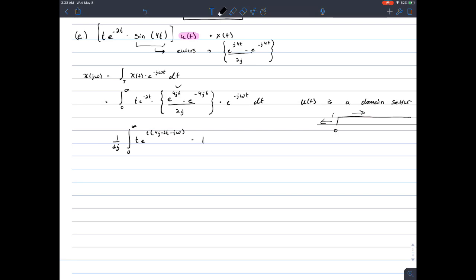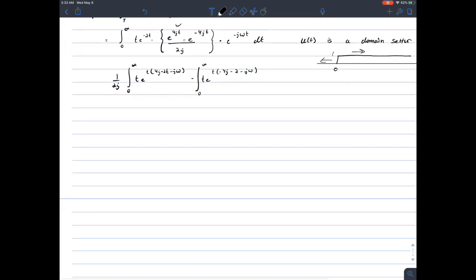And then minus t again, e^(t(-4j - 2 - jω)). Okay? So now we actually have to take the integral of these two. We're going to separate that, make it much easier.